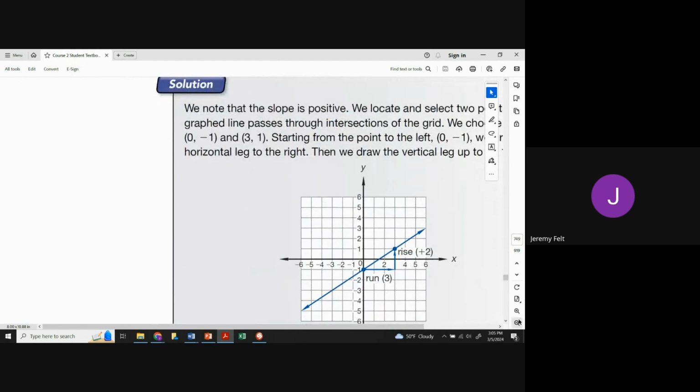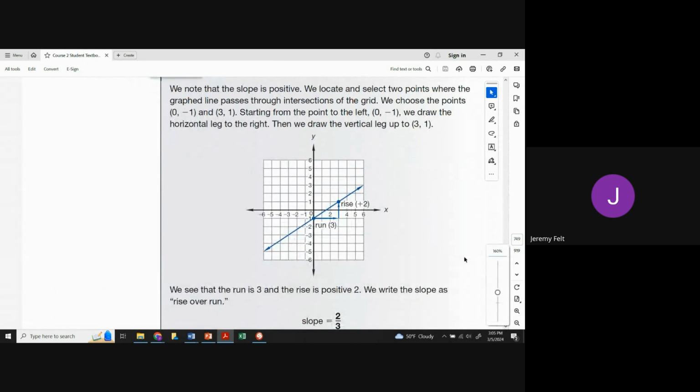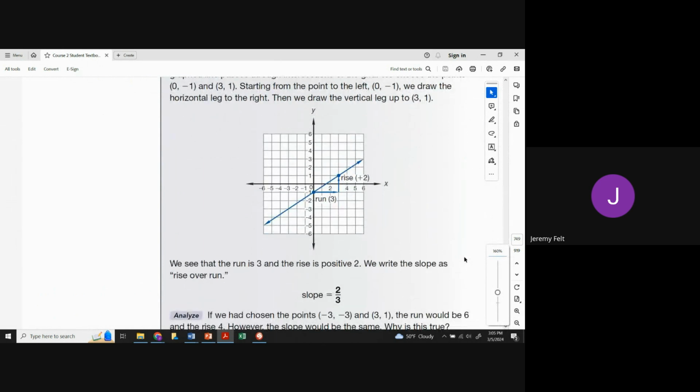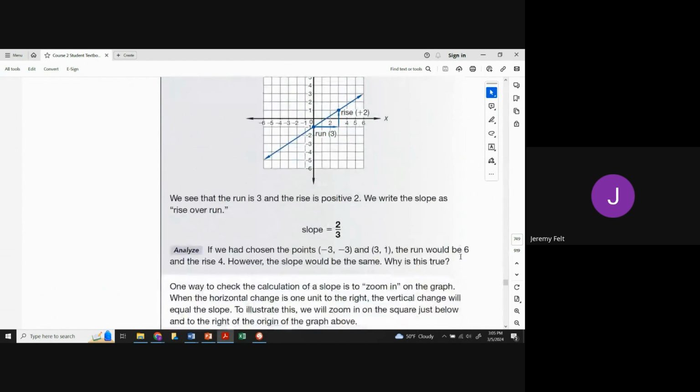So let's zoom out. 2 over 3. The rise of 2, run of 3, 2 over 3. Now we could have gone up 4 and over 6, but that would still reduce to 2 over 3.